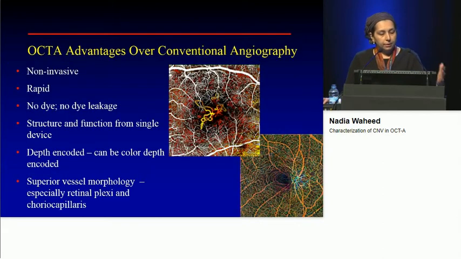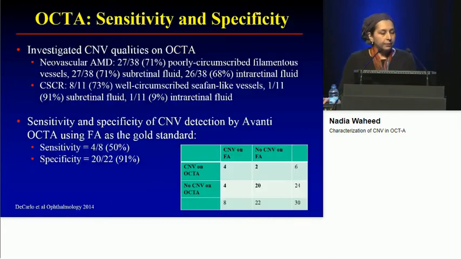So all of us have heard about the advantages of OCT angiography over conventional angiography, right? It's non-invasive, it's rapid, you get structure and function from a single device. What really, however, is the sensitivity and specificity of OCT angiography when you're looking at patients with CNV? And that's an important question, of course, when you start using this as a screening tool for CNV, right?